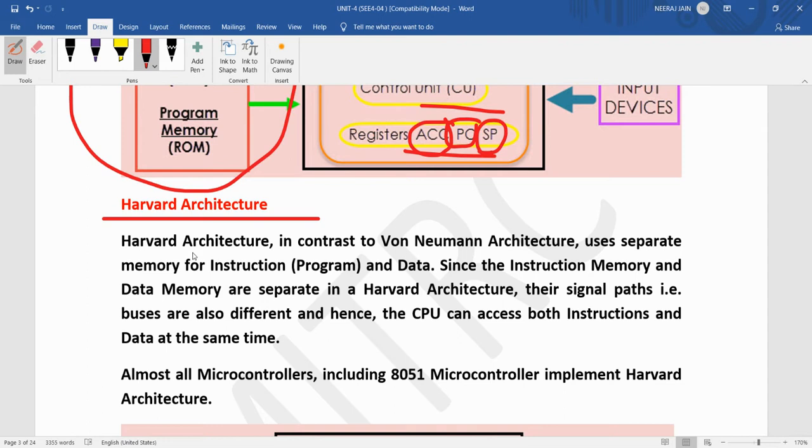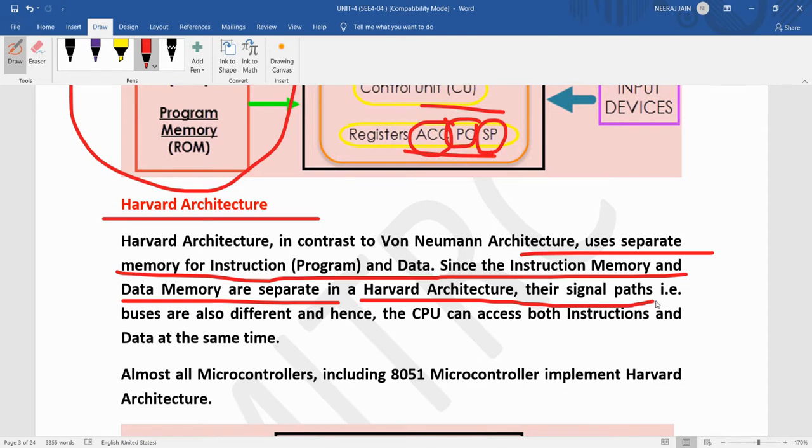The Harvard architecture uses separate memory for instructions and data, since the instruction memory and data memory are separate. In the Harvard architecture, the signal paths and the buses are also different, and hence the CPU can access both instruction and data at the same time.